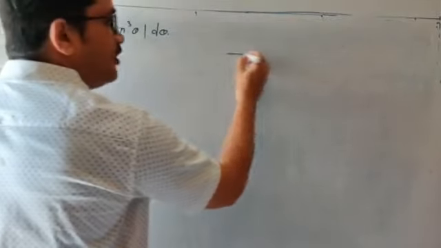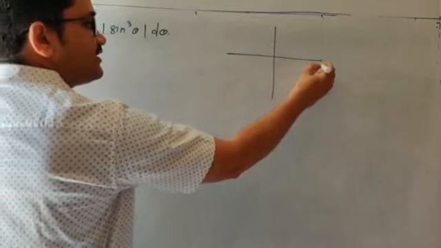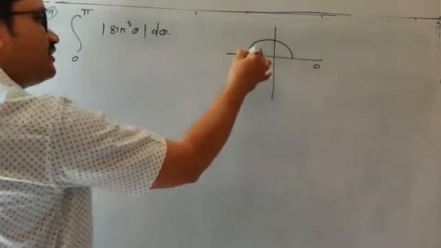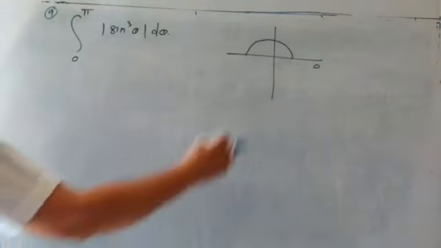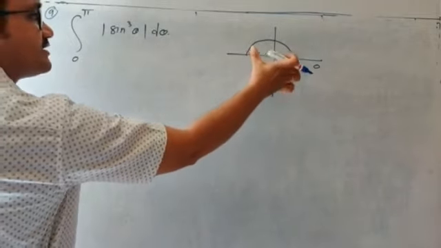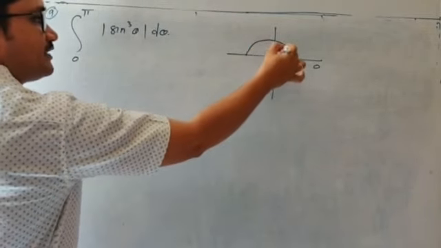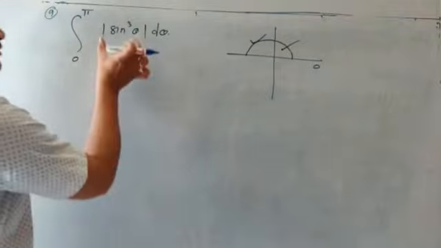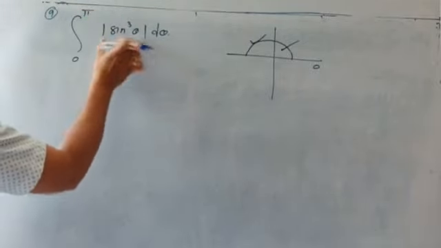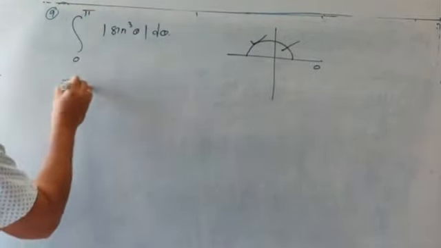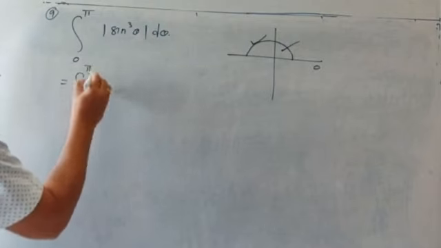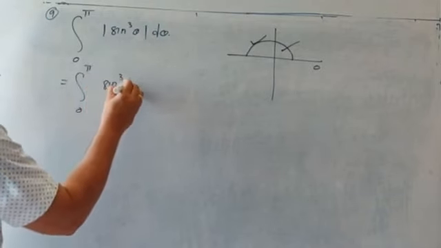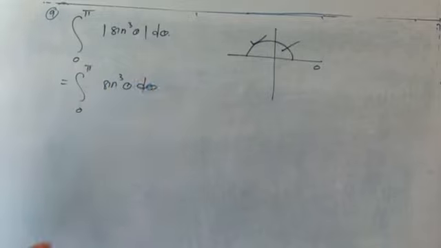Now when it comes to mod, and you know what is 0 to pi, here it is 0, and 0 to pi means you are in first and second quadrant. In first and second quadrant, sine is positive, correct? Here also sine is positive, here also sine is positive. So between 0 to pi, sine is also positive. So solving this is same as solving integration 0 to pi of sine cube theta d theta. So no need to write modulus because sine is positive in the first and second quadrant.